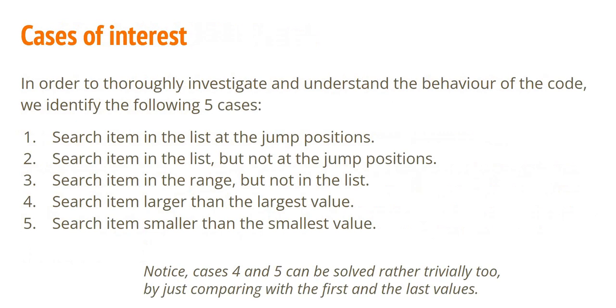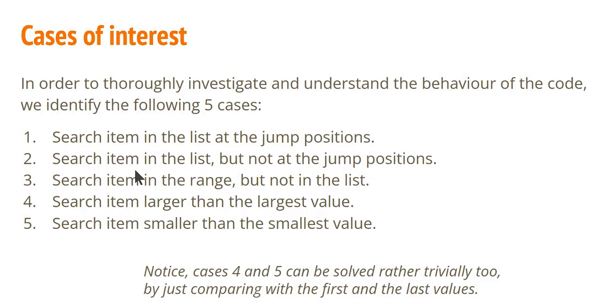Now, with this intuition in place, I am going to identify 5 cases. I found that identifying these cases, drawing them out, and thinking through them simplified writing of the code significantly, and hence it's interesting to go through these. The 5 cases are as follows. Number one, the search item is in the list at the jump positions. So these are, remember, L0, LM, L2M, and so on. This is a lucky case, where we just happen to find the item very quickly in the first pass itself, so there's no need for a second pass.